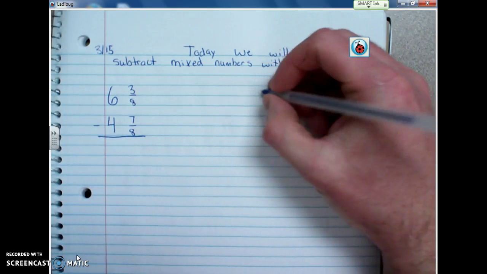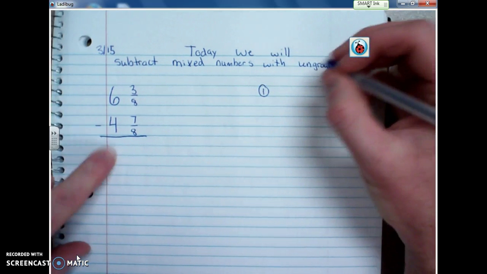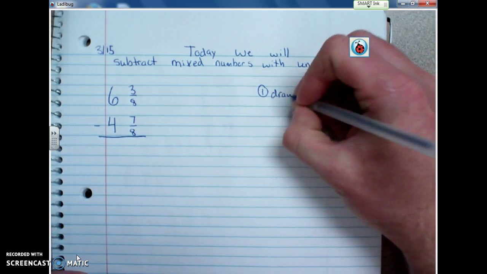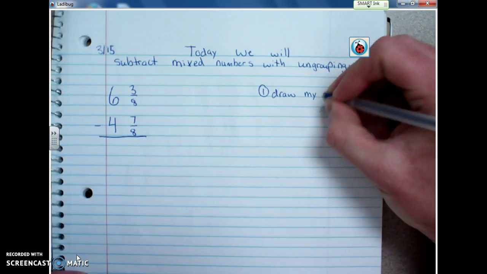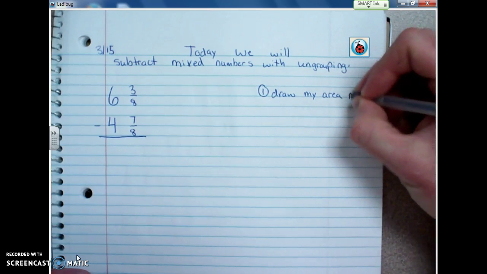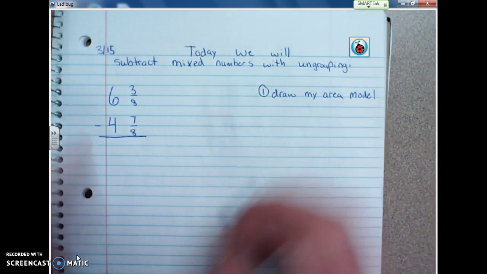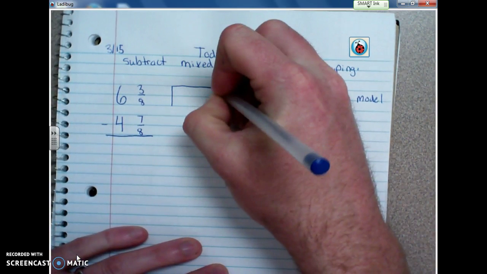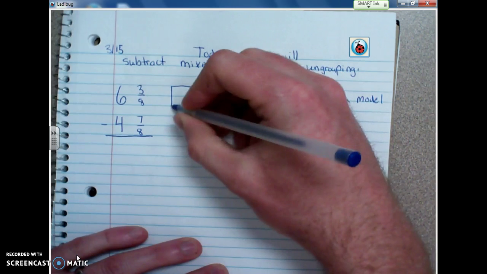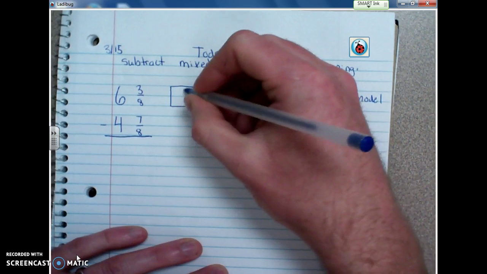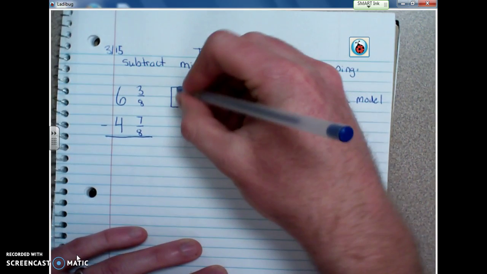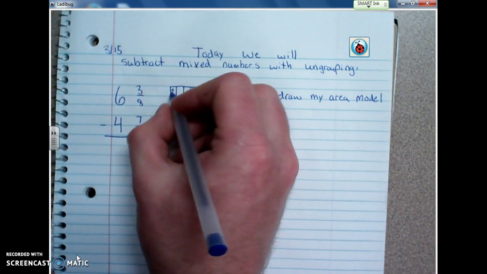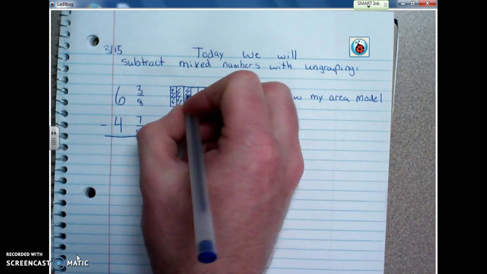Alright, so just like always, my first step, if I have the equation already written, is to draw my area model. And again, that is only for my top number here. I only have to draw one area model when I'm subtracting. So I'm going to draw my eighths, and I have 3 of those. I have 3/8.